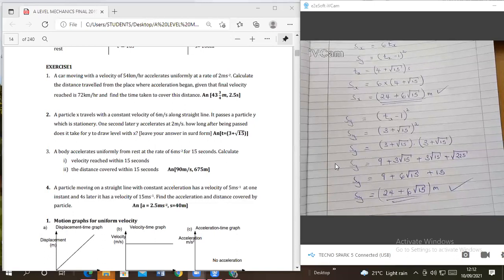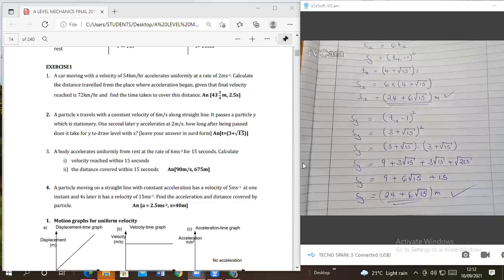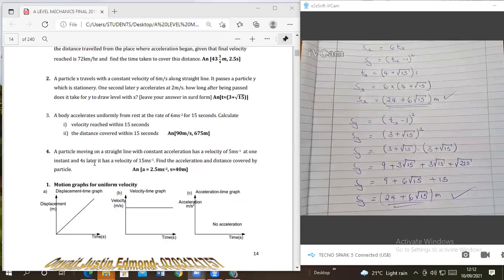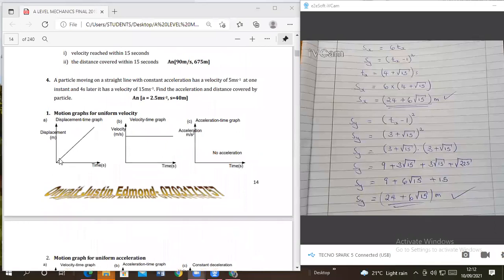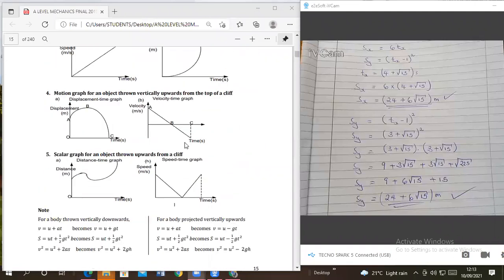I think we are together on that. Yes. So the rest of the people were able to do them. These graphs, should I waste time explaining them? No. These graphs, you can copy them, right? We know those graphs.